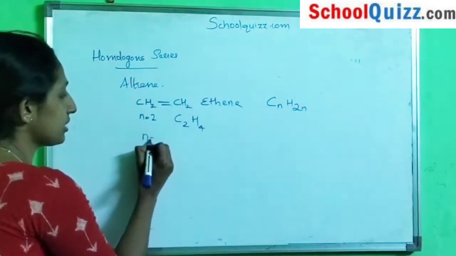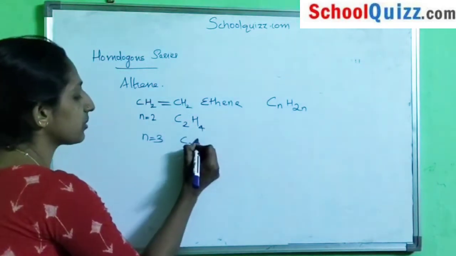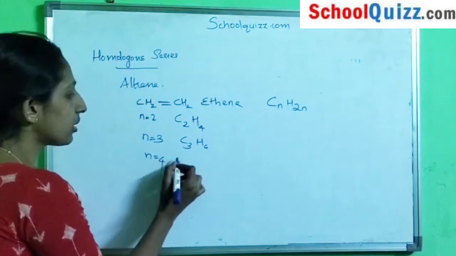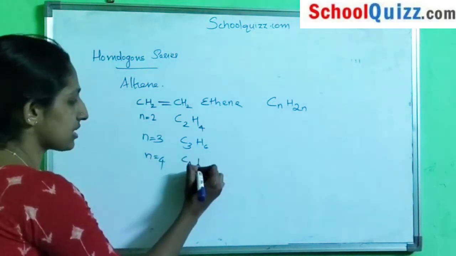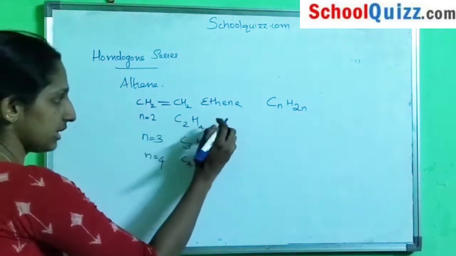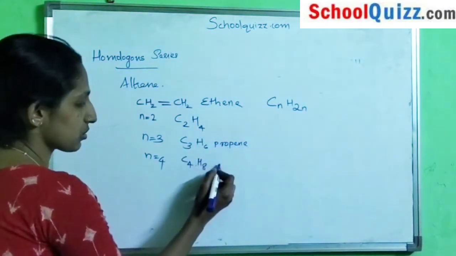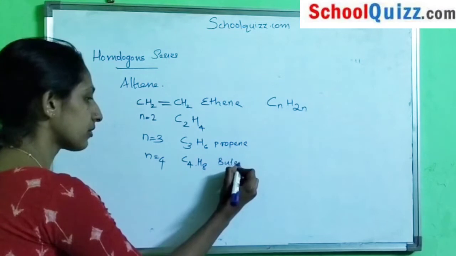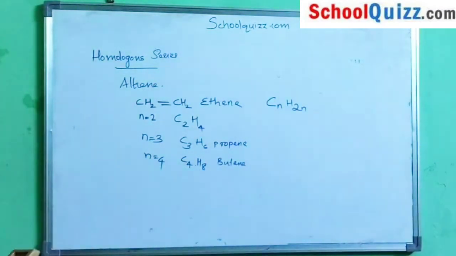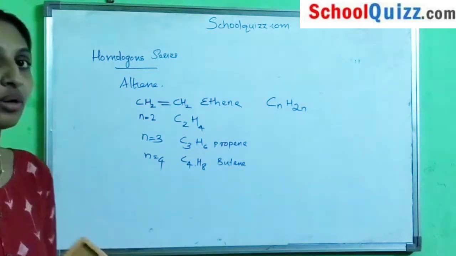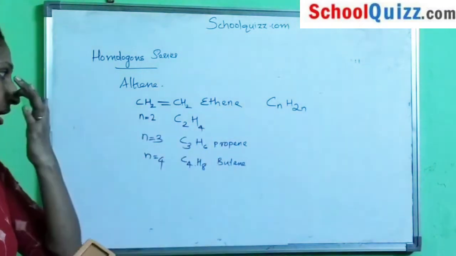This is called propene. This is called butene. And the 5-membered is called pentene. 6-membered is called hexene. 7-membered is called heptene and so on.